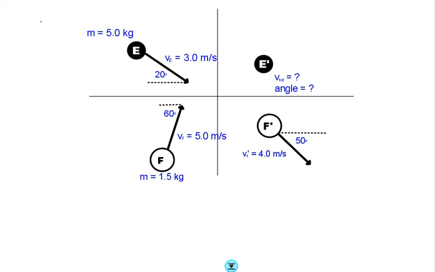Basically, we've got 2 objects, object E and object F. We know their masses. We know their initial velocities. We know the angle they're coming in at one another. They're going to hit, and they're going to bounce off of each other. We know the velocity of object F and the angle that it's going to move at. We don't know anything about E, and that's what we're going to try to find.